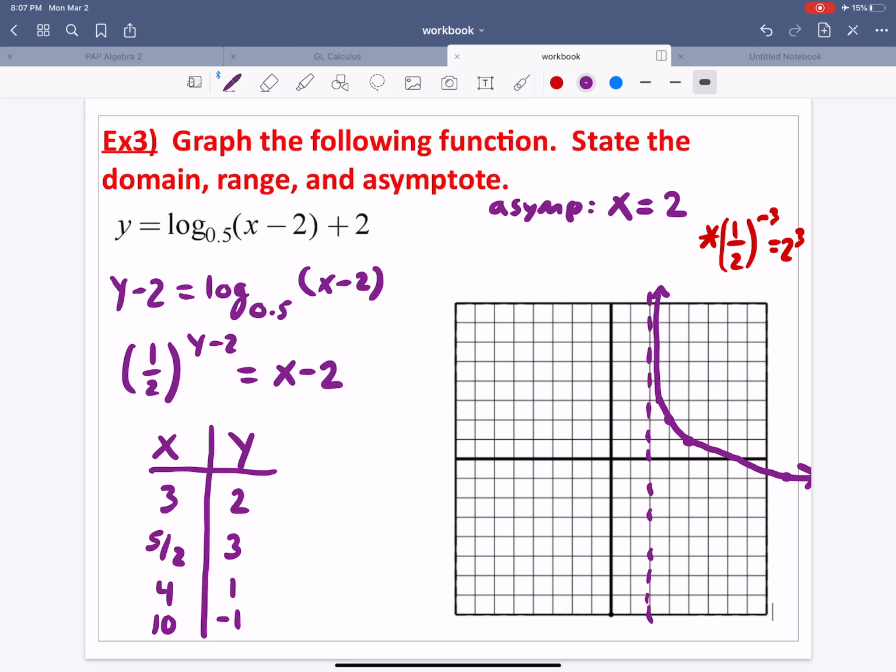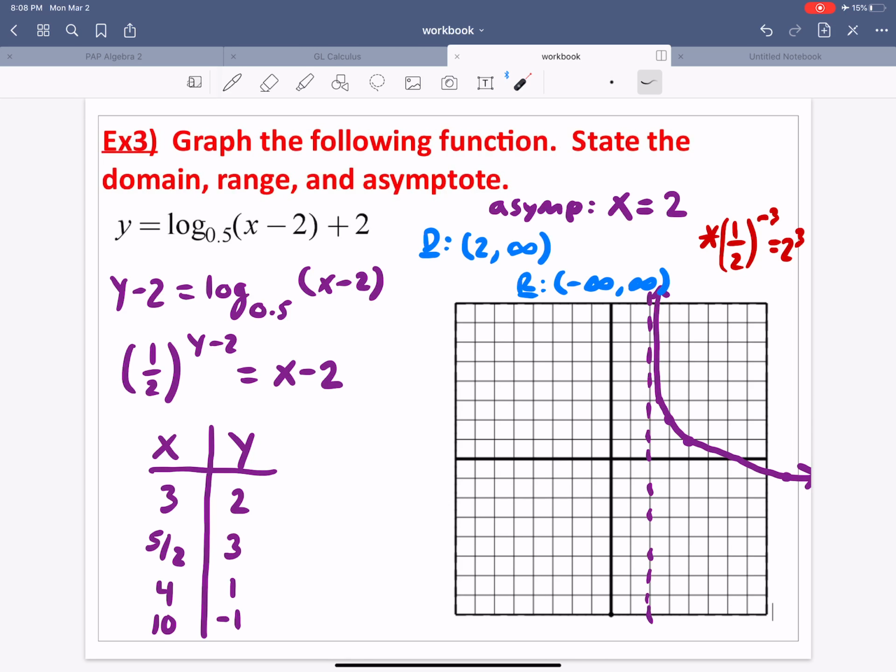The only thing that we have not done yet are the domain and the range. So let's knock those out. The domain, remember, is always left bound to right bound. The left bound here is always going to match the asymptote. So that asymptote in this problem is 2. Right bound is infinity. And the range, every single person should be able to get the range right on every single log function because it's always going to be negative infinity to positive infinity. Always and forever.